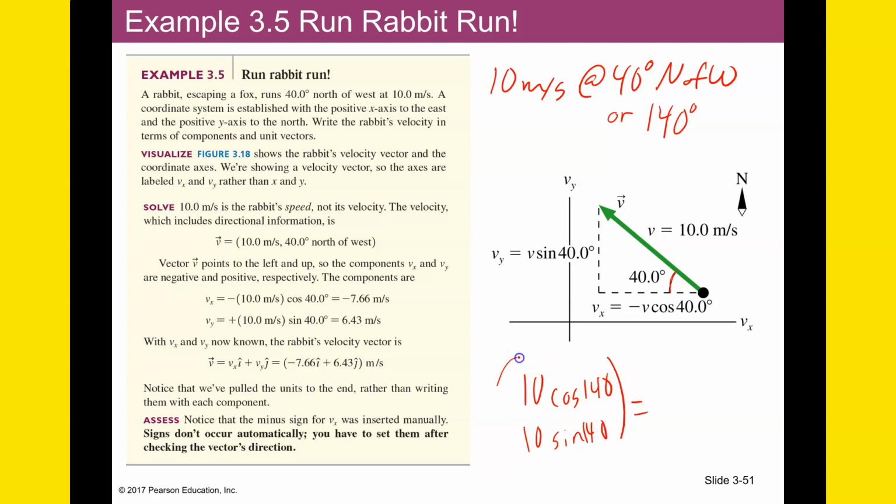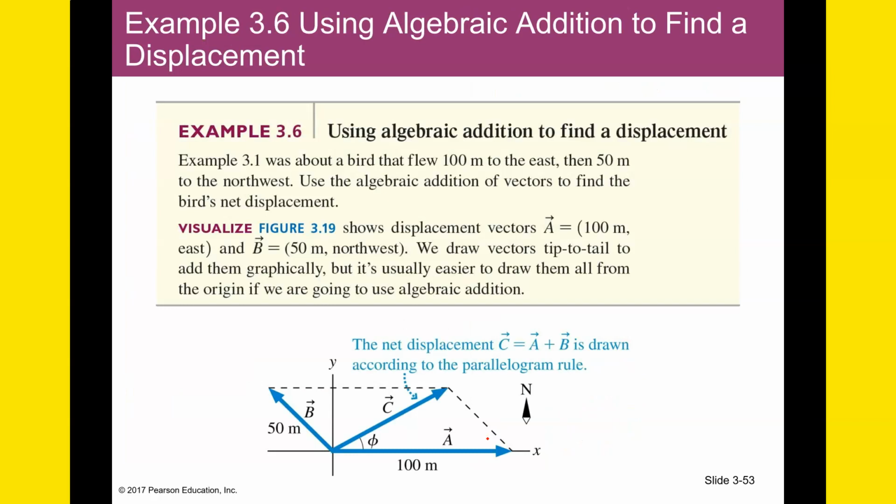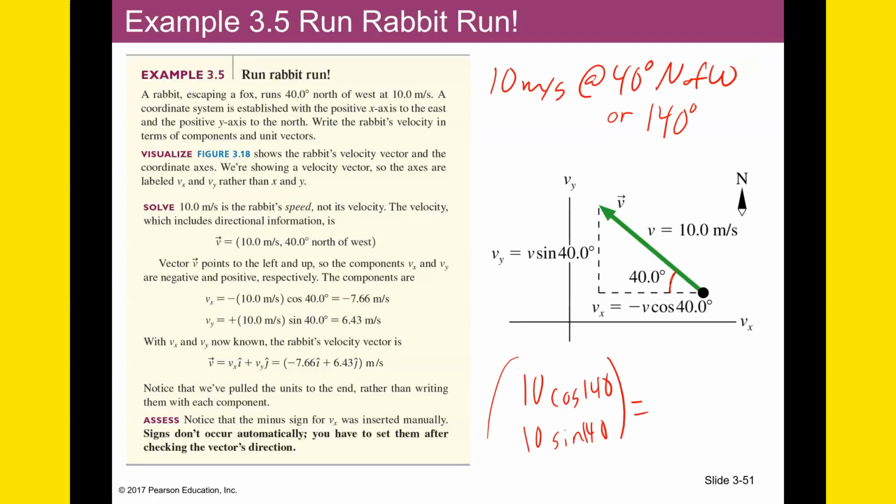which gives me, let me do my calculator here, 10 cosine 140, negative 7.66, and do it with the sine now.